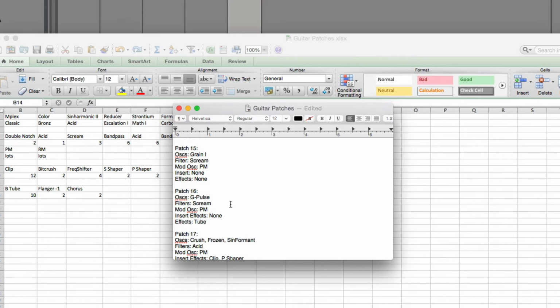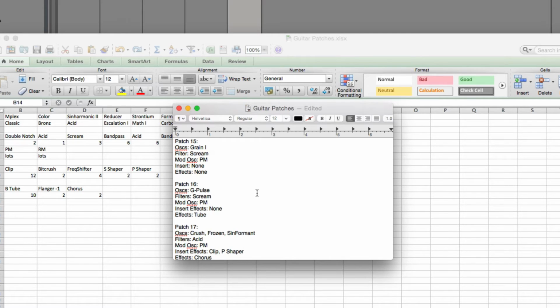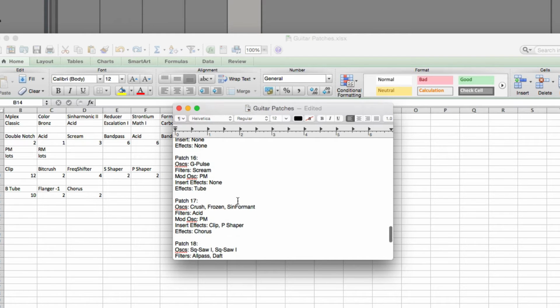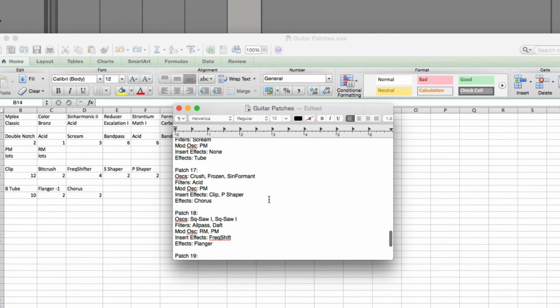Patch 15, we have grain 1 on the oscillators, scream on the filter, phase modulation on the Mod OSC, and then no insert effects. Patch 16, we have guitar pulse on the OSC, scream on the filter, phase modulation, no insert effect, and tube. I don't remember which one. Try them all.